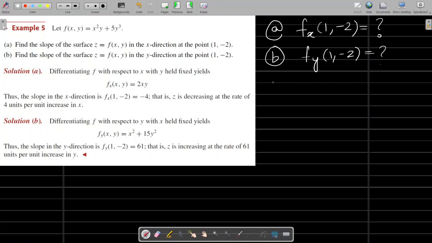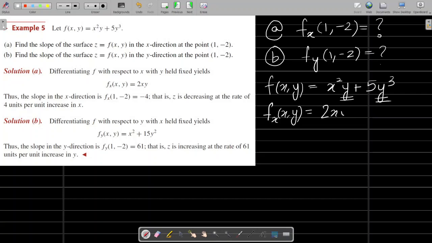It is given to us, f of x y is equal to x square y plus 5y cube. We will first find fx. What is fx of x y? We have to consider y terms as constants, and x is our variable. So the derivative d by dx of x square is 2x into y, plus dou by dou x of 5y cube. Y is a constant when we are partially differentiating with respect to x, so plus 0. So it comes out to be 2xy.